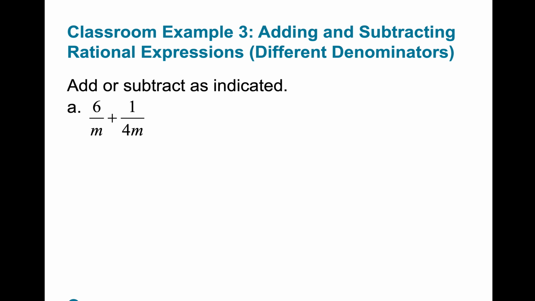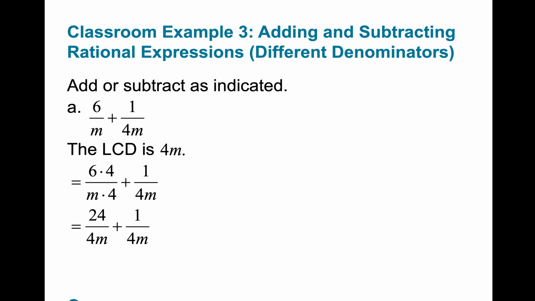So let's look at some problems. If I have m and 4m, I need every factor to be present. So I need that 6 over m to become 4m. So I'm going to multiply the top and the bottom by 4. That gets me the same denominator, and then I can combine the fractions.